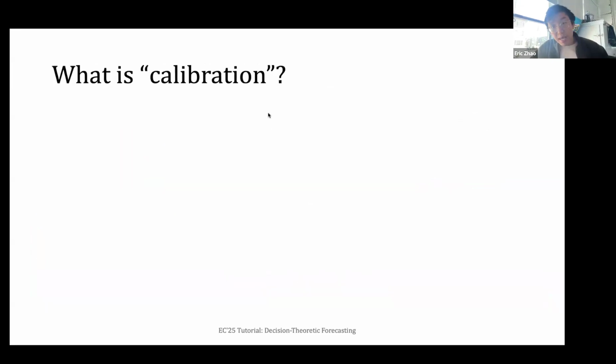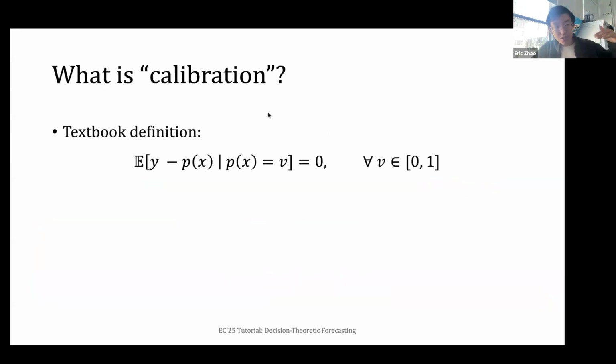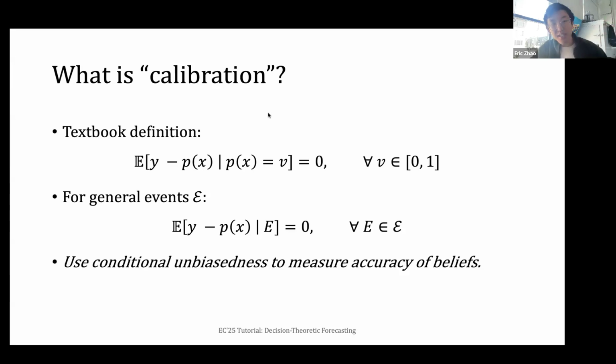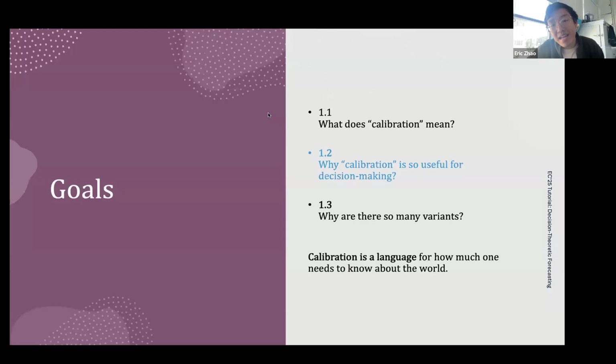So then, just to recap, the textbook definition is that if I condition on level sets of my predictor, it is unbiased. The more general definition is that we're using conditional unbiasedness to measure how accurate my predictor's beliefs of the world are. And that's really the definition of calibration that we'll work with today. And then the natural question you might ask is, okay, that definition of calibration makes sense, but why do calibration and decision making show up in the same sentence? What is the link here?